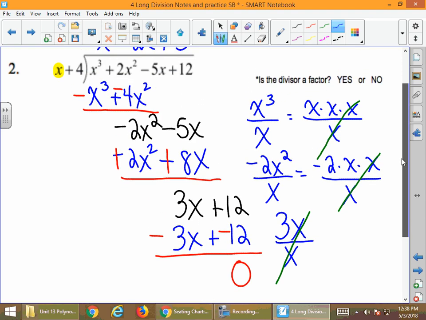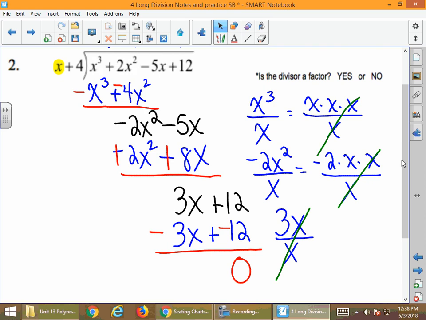So now that we've divided, we can go back and answer this question. Is the divisor, which by the way is x plus 4, is the divisor a factor? Yes.